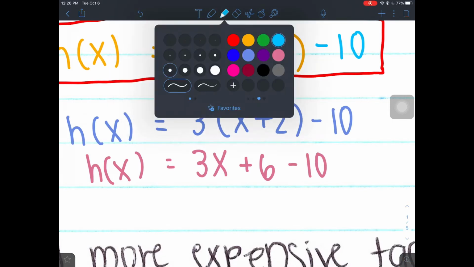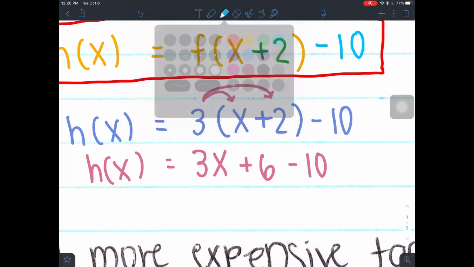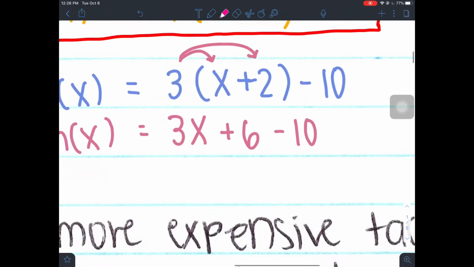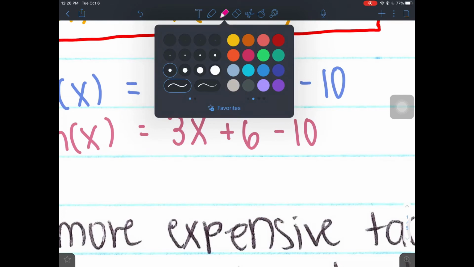Now, my next step here is I'm going to combine like terms. So have I used green yet? Oh, I have. All right. I haven't used this pink yet. So I'm going to combine like terms. So 6, and then that is painful. I am not using that color. Oh my gosh, that hurt.